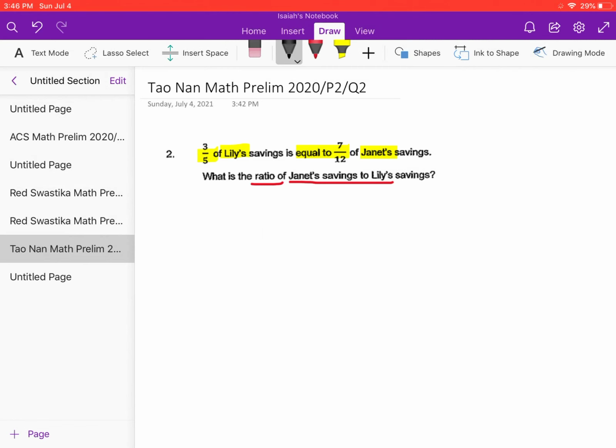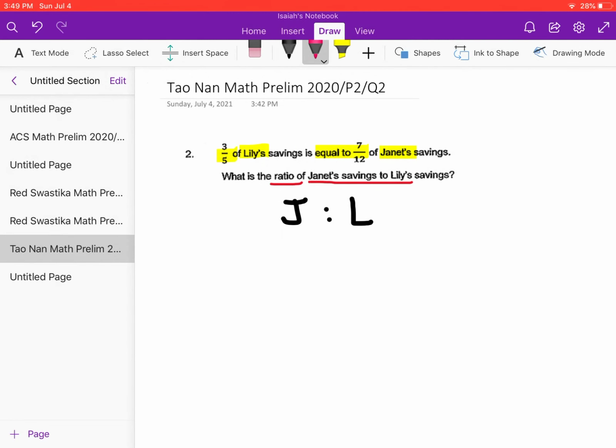For questions as simple as this, you have to be really careful, so do not calculate the ratio the opposite way. What they want here is Janet is to Lily. So be very careful with this. If you look at the question, here we put Janet and Lily at the top, ratio of Janet to Lily.